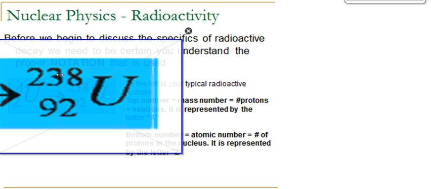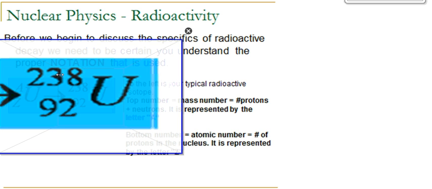the top number is the total mass of the atom, which is a combination of protons and neutrons. We do not factor in the mass of an electron because it's just so small it doesn't make a difference. It would be like factoring in the weight of a nickel in terms of the weight of the Earth. You just don't bother with it. So the top number, so this is uranium.